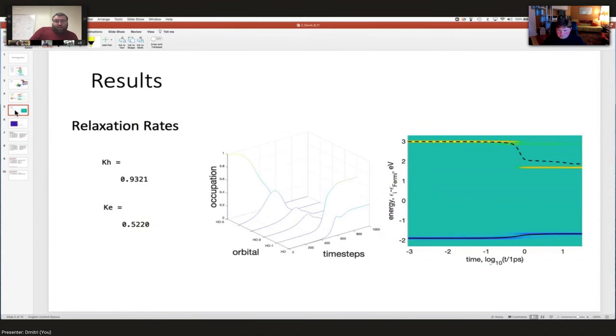Off to the side here, I've also put in a waterfall graph of the occupancy. The line you just drew would be KE. There's a corresponding one in blue for KH. So we have a waterfall graph of our occupancy, and this is the occupancy for the hole. We can see that it starts with the hole in 6 and eventually goes to where the hole is split between the HOMO and HOMO minus 1, which are degenerate in this model.